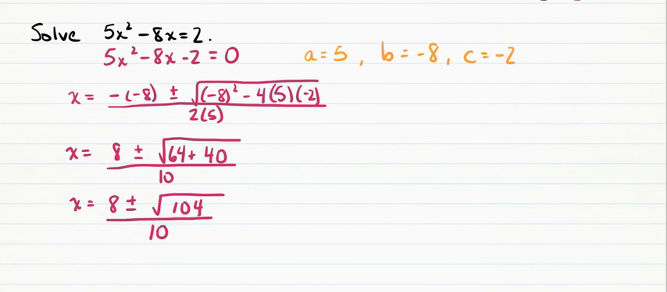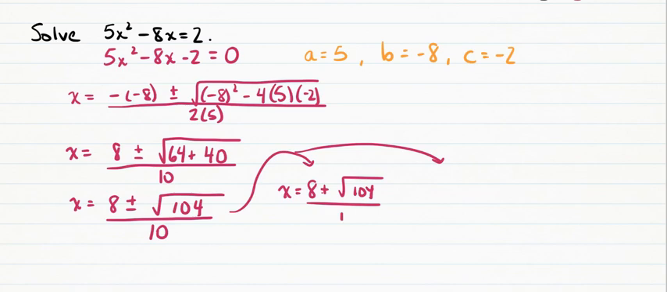And again, we can split this up into our two possible solutions. The first one being 8 plus the square root of 104 divided by 10. And the second one being x is 8 minus the square root of 104 divided by 10. And again, these are the exact value answers. If you need approximate answers, you would just type each of these separately into your calculator and round to the number of decimal places that are required for that question.